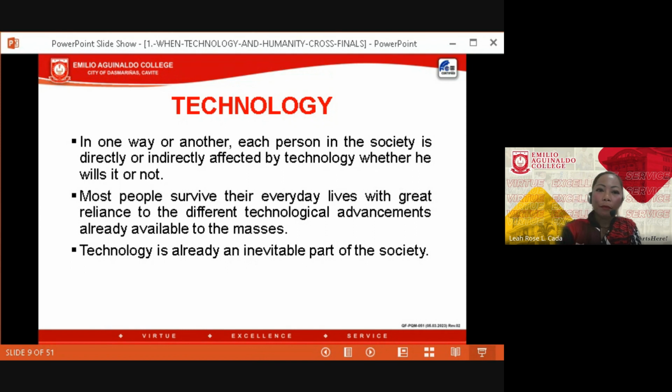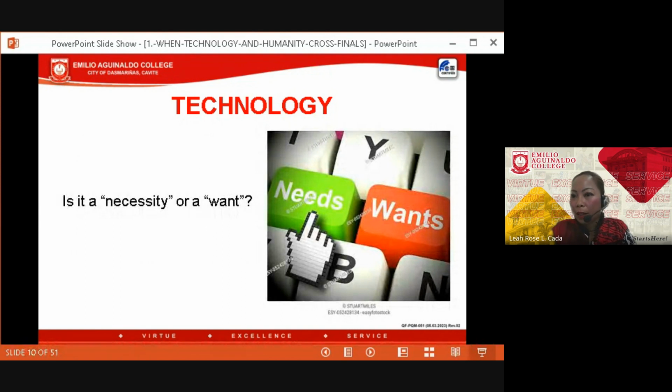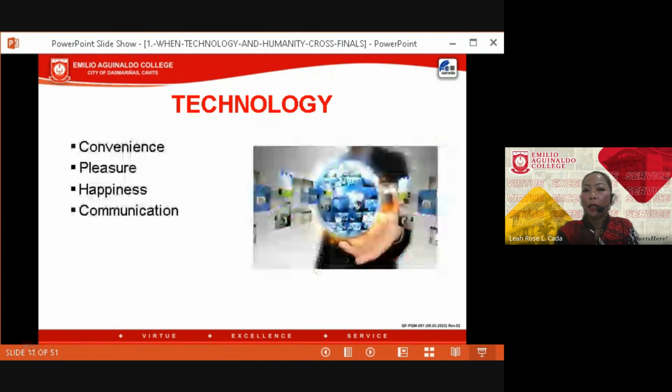So anyway, ponder upon this idea. What do you think of technology? Is it a necessity or is it a want? Okay. Now, you've already also explained in your essays the importance of technology in your life. So, technology brings about convenience in our everyday existence. It brings about pleasure kasi we also use technology as part of our entertainment, diba? Even in family gatherings. It also brings us happiness, and it also helps us when it comes to communicating with our peers, loved ones, and even in the workplace.